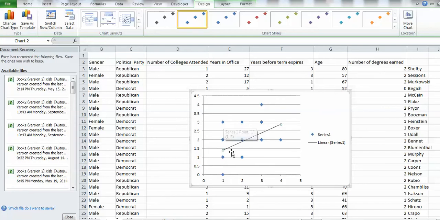We have a lot of people who have, looks like 1 degree, maybe, and have attended 3 colleges. I'm not actually sure which one is on which axis, but we have a lot of people who were stacked right here, and a lot of people who were stacked right here.